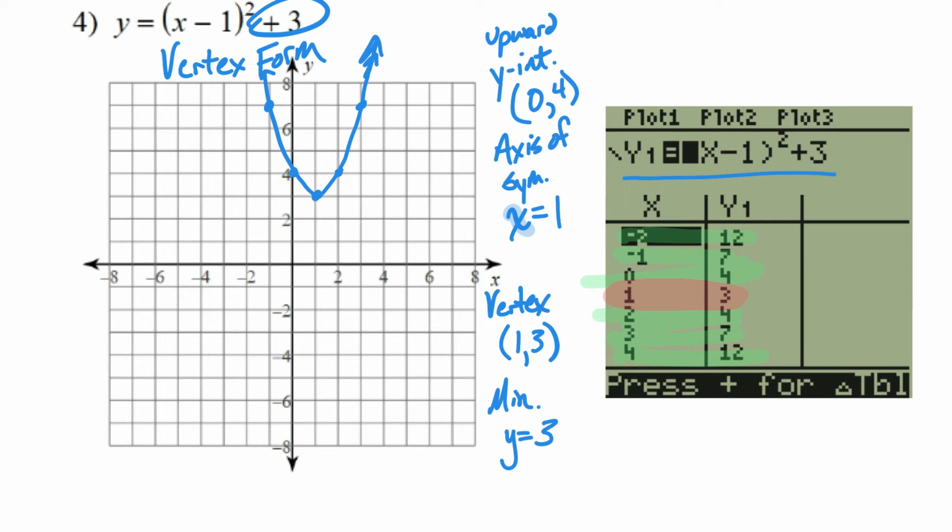And then the next part, the most important part when we're solving, is the x-intercepts. We can see the shape of this and where it's located. It does not, nor will it ever, cross the x-axis. So what that means is there are no x-intercepts. And if there are no x-intercepts, there are no solutions.